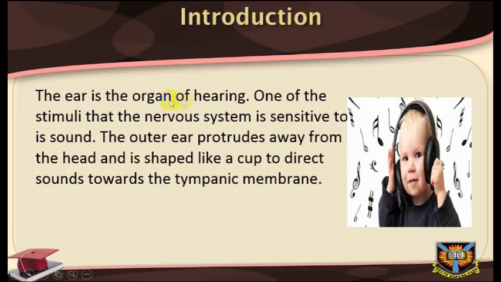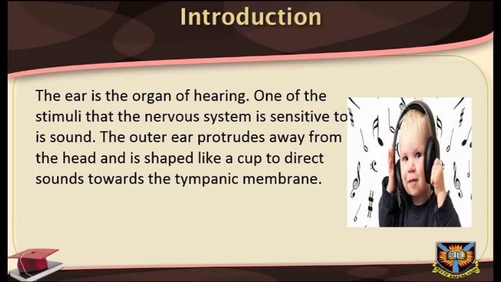The ear is the organ of hearing. One of the stimuli that the nervous system is sensitive to is sound. The outer ear protrudes away from the head and is shaped like a cup to direct sound towards the tympanic membrane. The tympanic membrane transmits vibrations to the inner ear through a series of small bones to the brain, upon which appropriate responses are made by the nervous system.